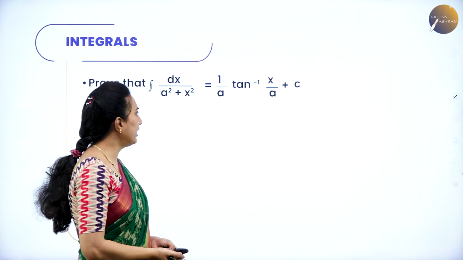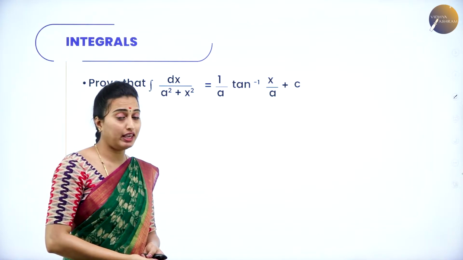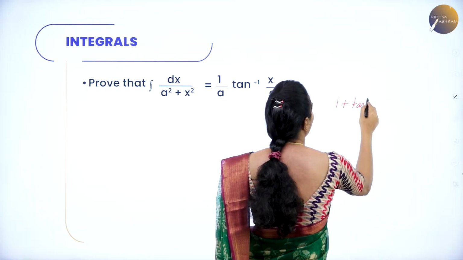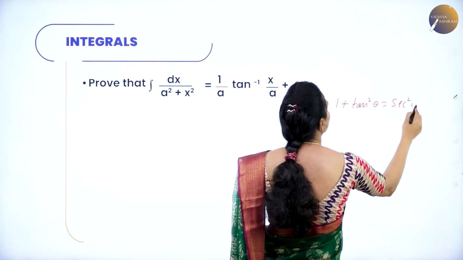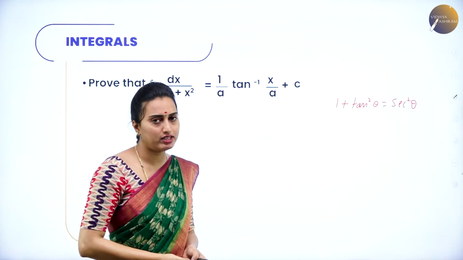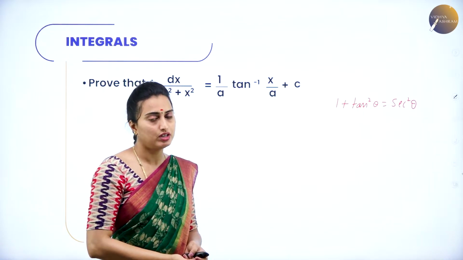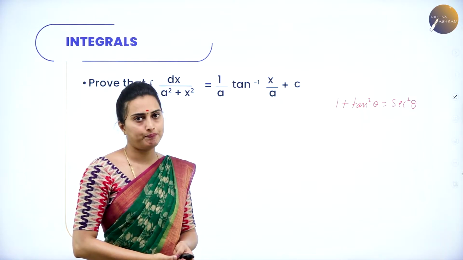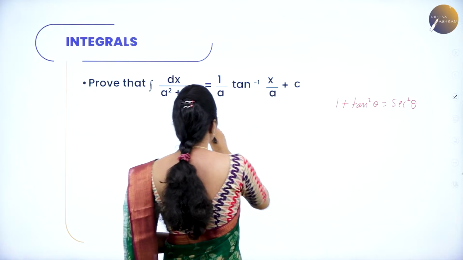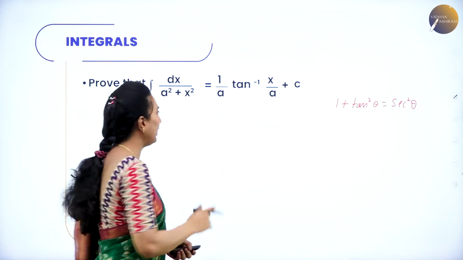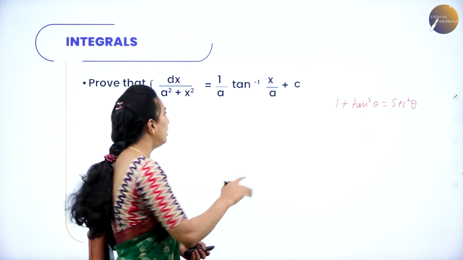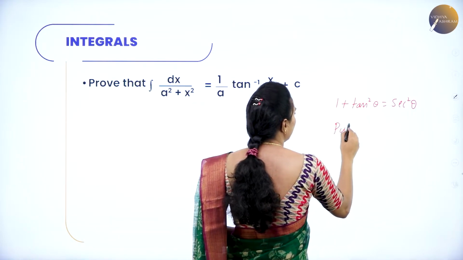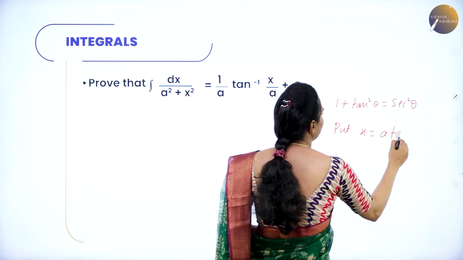Dear students, on the right hand side you are having tan inverse of x by a. So I am taking the trigonometric identity, 1 plus tan squared theta is equal to secant squared theta. Now why am I particularly concentrating on this? Because on the right hand side you are having tan inverse, that is a tan function. So I am particularly concentrating on the trigonometric identity of tan. So here, substituting x as a tan theta. Why a tan theta? Because you are having here x by a. So I am going to put x is equal to a tan theta.